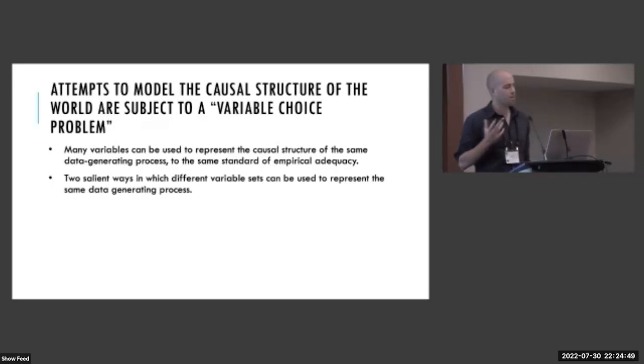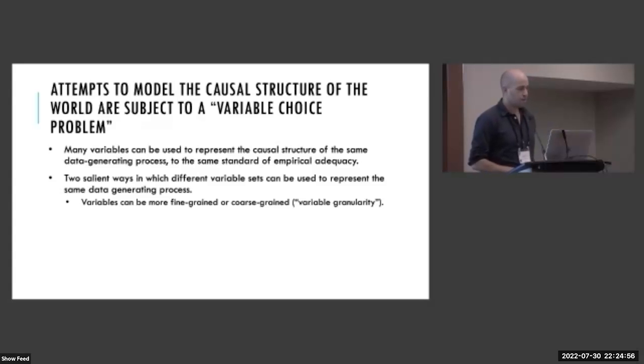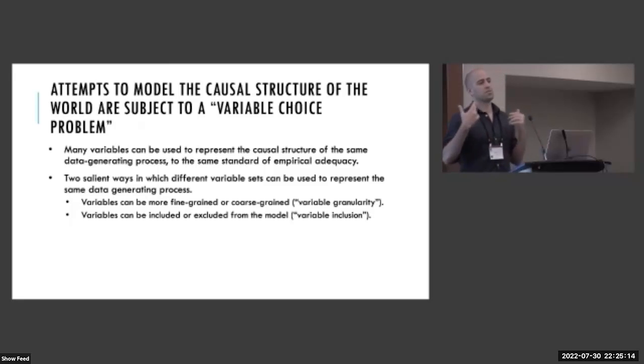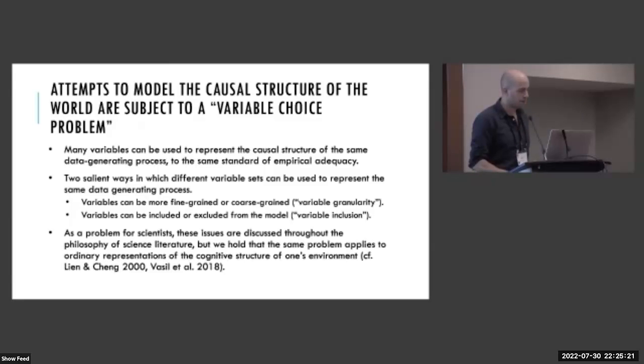And in particular, we hone in on two salient ways in which different variable sets can be used to represent the same data generating process. The first is what we call variable granularity. Basically, variables can be more fine-grained or coarse-grained, and I'll give some examples of how this works in a second. And the second way is that variables can be included or excluded in the model, right? So you can have a model that has some variables or doesn't have some variables, and you're going to get a different causal structure relating those variables depending on whether you include or exclude variables in your model in the first place, right?